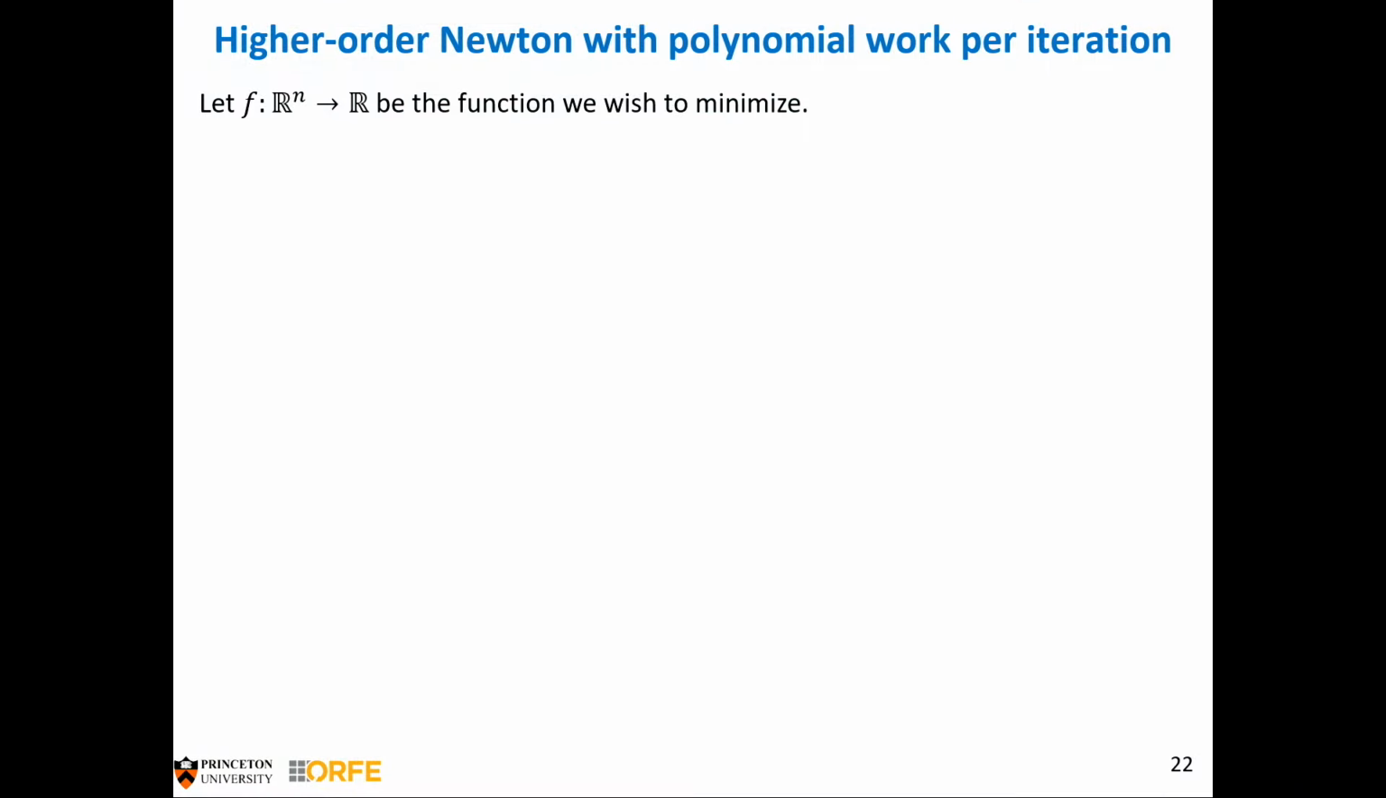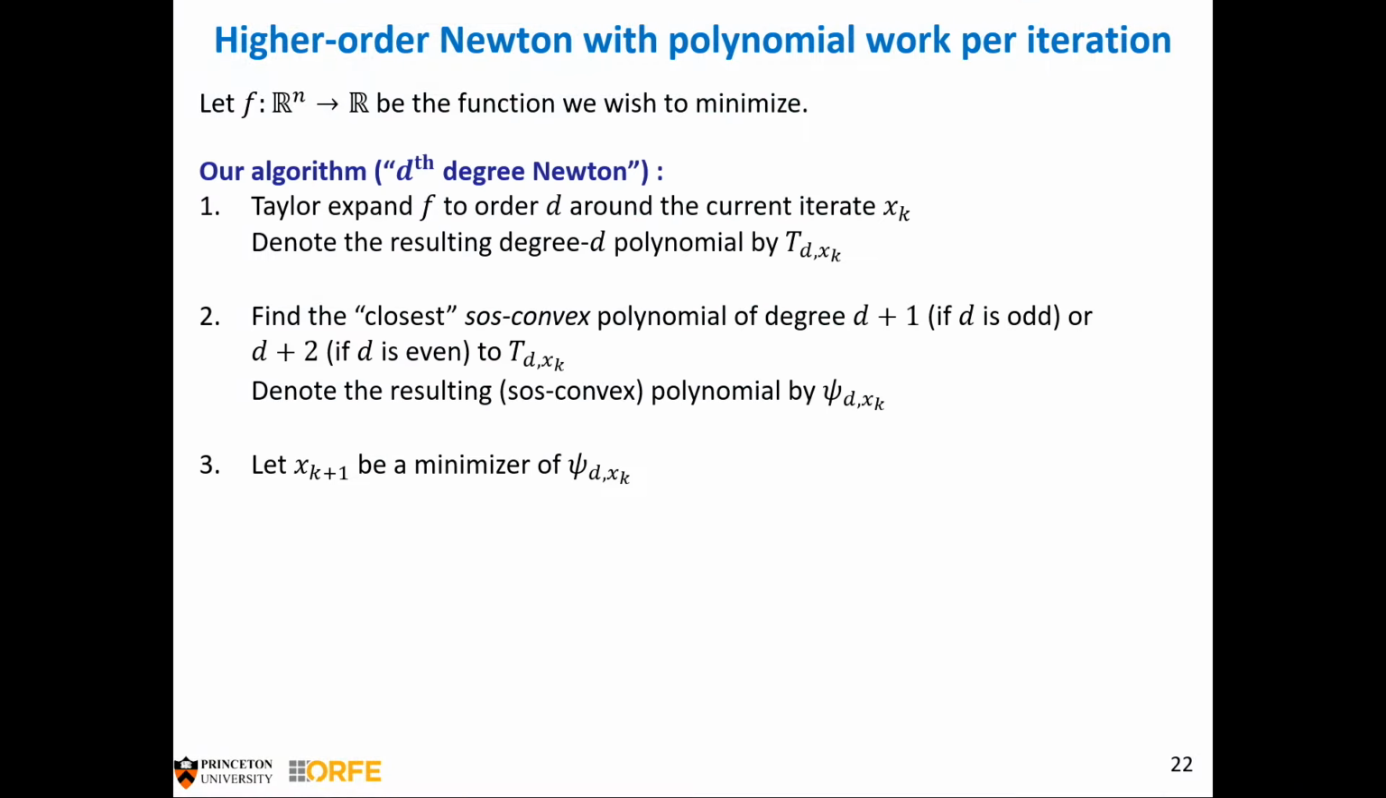So if you have a function f that you want to minimize, the algorithm, which we call a dth order Newton method, Taylor expands f to order d at xk. This denotes the Taylor expansion by t of degree d at xk. And then in the next step, it finds the quote-unquote closest SOS convex polynomial of degree d plus 1 if d is odd, or d plus 2 if d is even. So don't worry about the details, but essentially the algorithm finds a convex polynomial which is close to the Taylor expansion. Now, what does SOS convex mean?